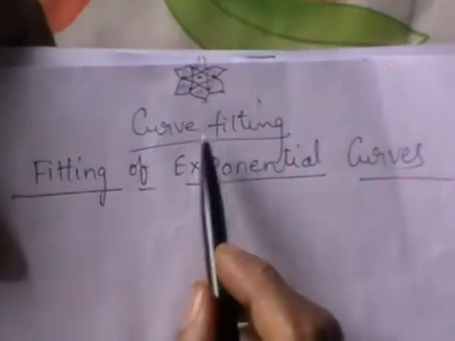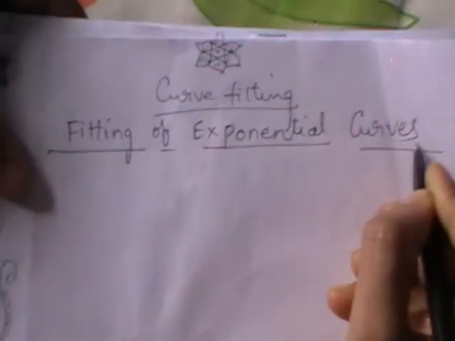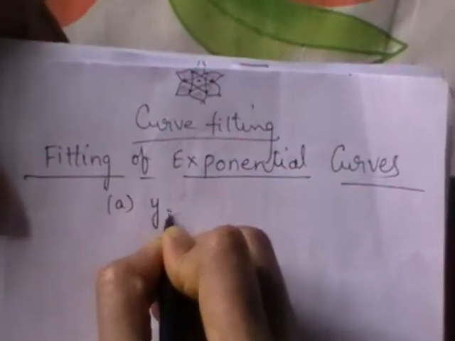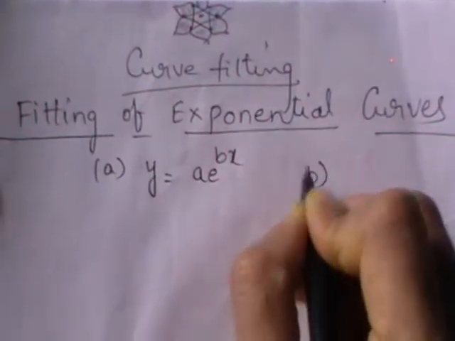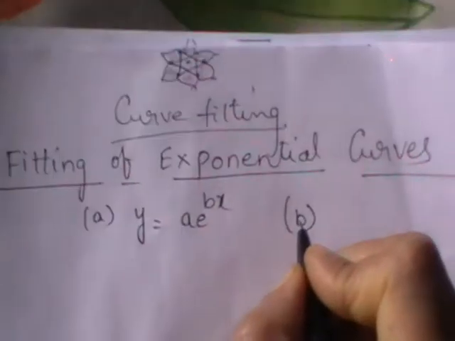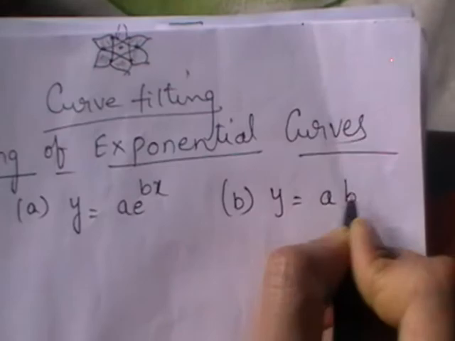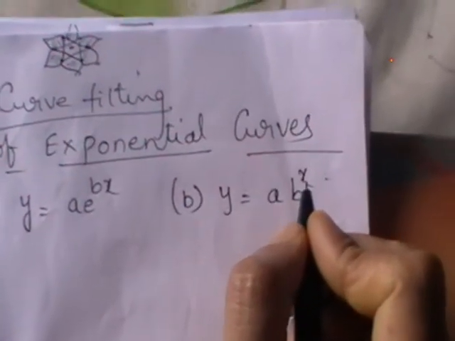The next topic in curve fitting is fitting of exponential curves. So we have two forms of exponential curves. Y is equal to a e power bx is one type, and the other form of the exponential curve is y is equal to a b power x. So how many curves have we discussed so far?